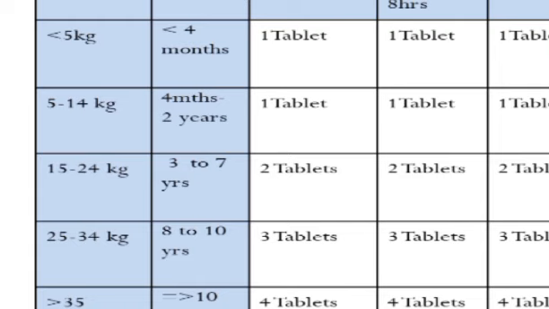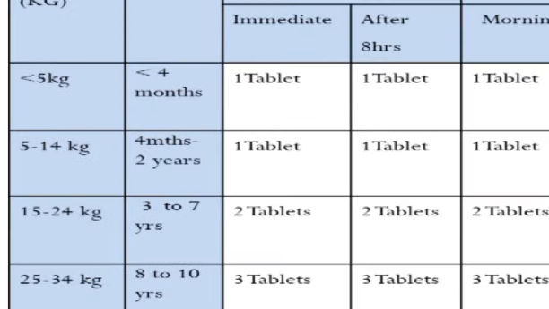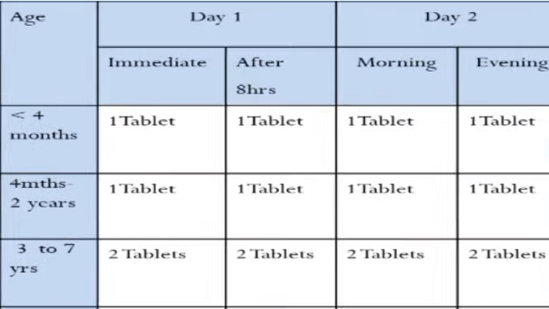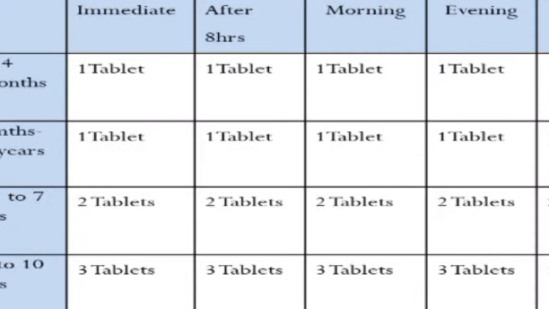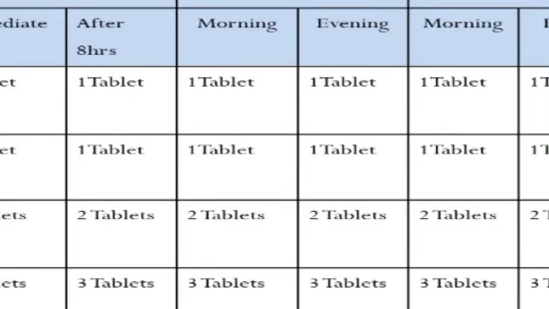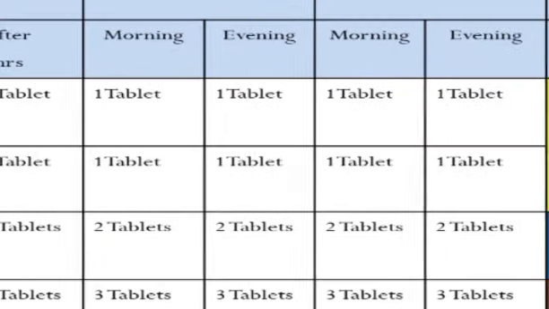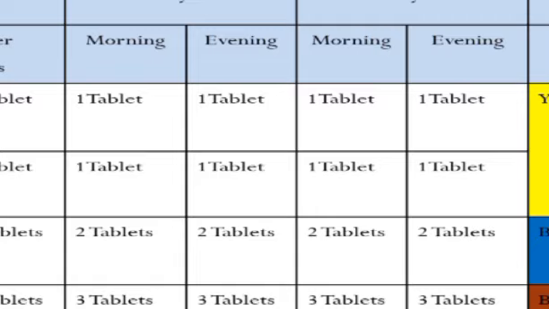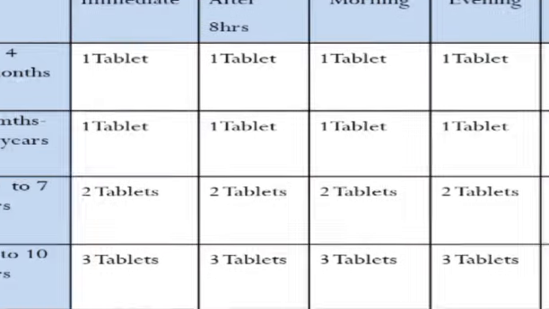Weight 15 up to 24 kg, age 3 years to 7 years. Immediate 2 tablets. After 8 hours 3 tablets. Day 2 morning 2 tablets, evening 2 tablets. Day 3 morning 2 tablets, evening 2 tablets. Color code blue.